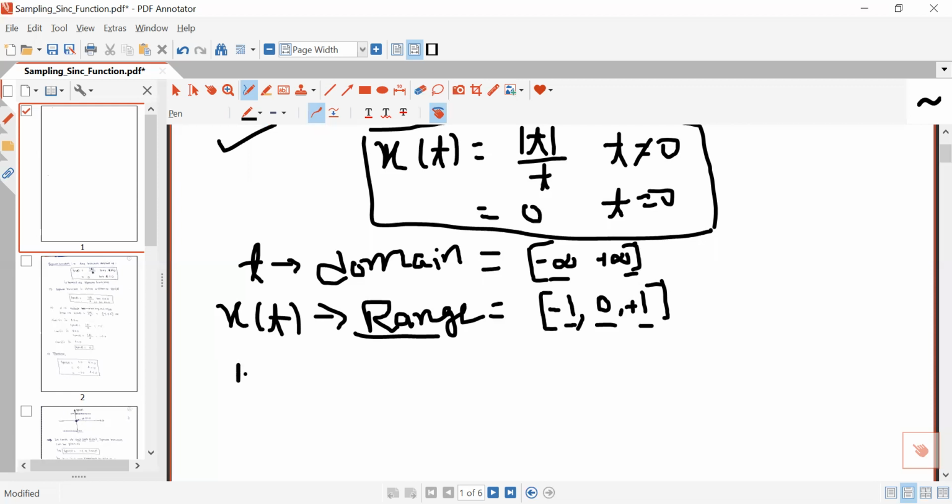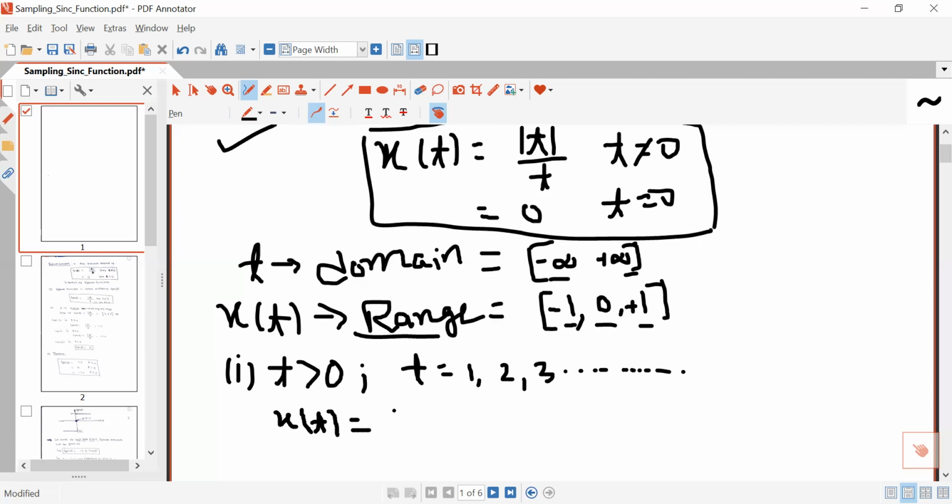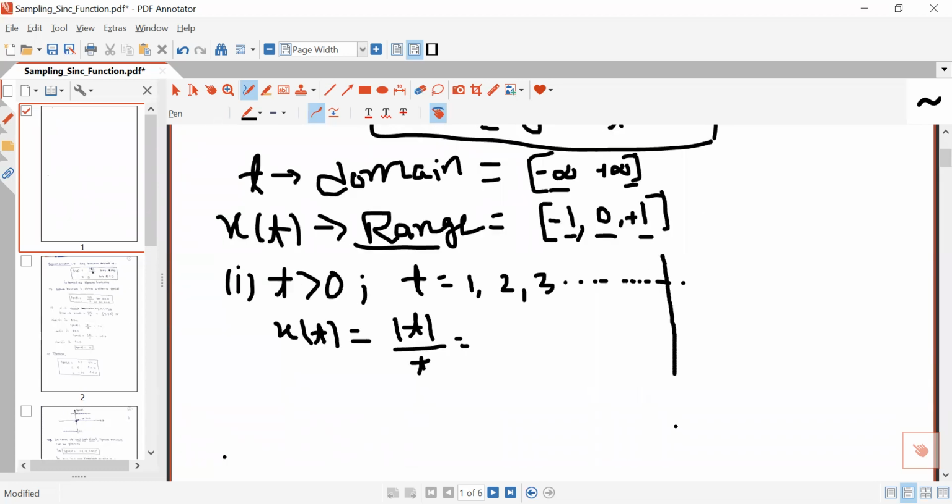Let us consider the first case. What will happen when t is greater than 0? What will be the value of x(t) when t is greater than 0? For example, if t is 1, 2, 3, or any positive value of t, what will be the value of x(t)? Here x(t) is mod of t divided by t.